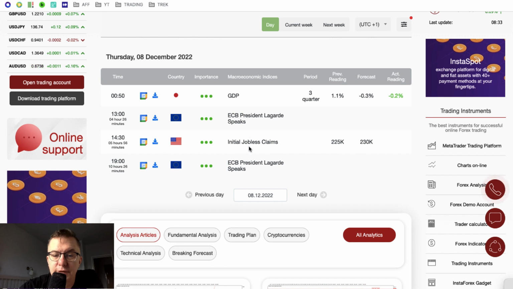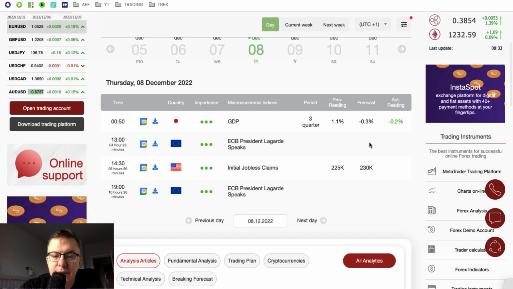And of course we have data from the US in the form of the initial jobless claims. Those data are scheduled for release at 2:30. The initial jobless claims are set for an advance from 225,000 to 230,000. So a slight improvement is being expected, and that's about all of the most important data that are scheduled for release for today.